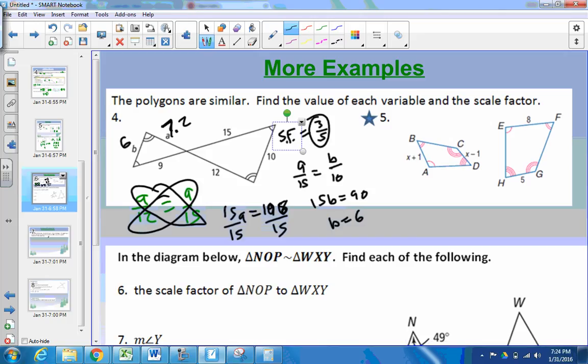All right, so number 5 is a little more challenging. I'm going to have you try this one on your own and show me what you get next time. But we're given that these are similar. So we'd have 5 goes with x minus 1 and 8 goes with x plus 1. Still have to set it up and solve it that way. So we'll set it up: 5 is to x minus 1 as 8 is to x plus 1. All right, and I think you can do this one.